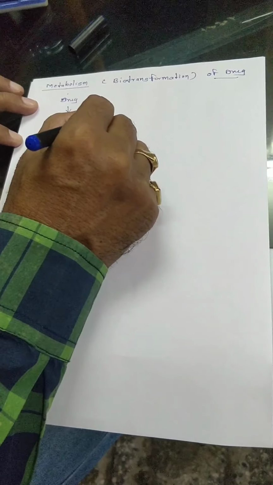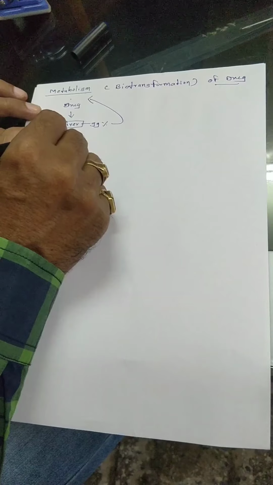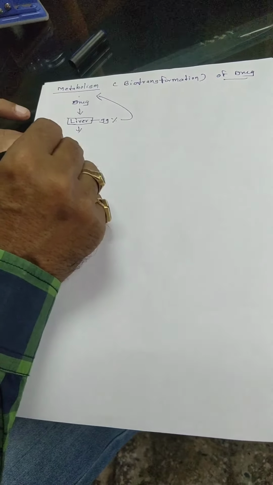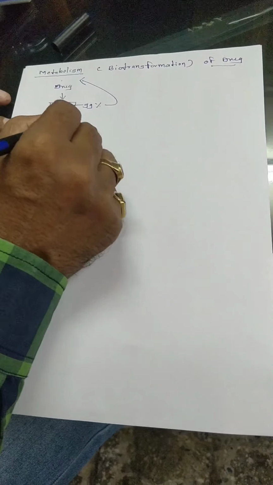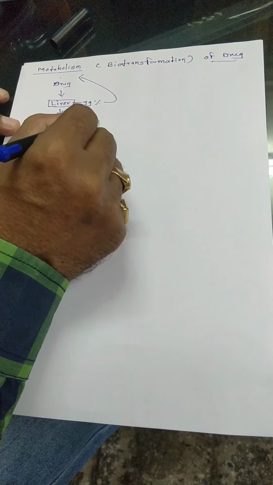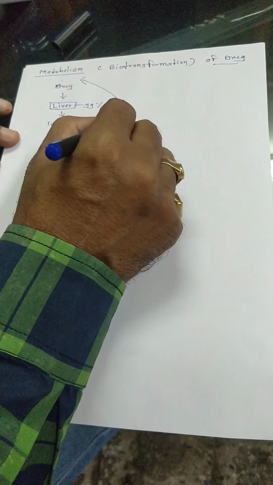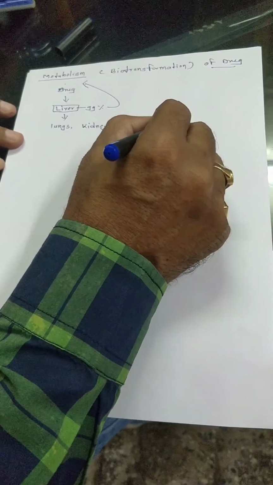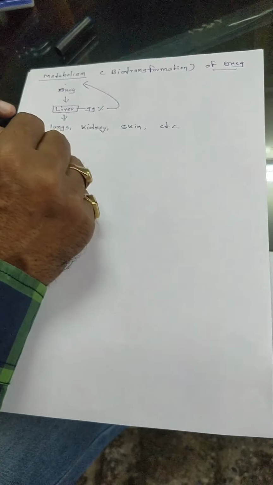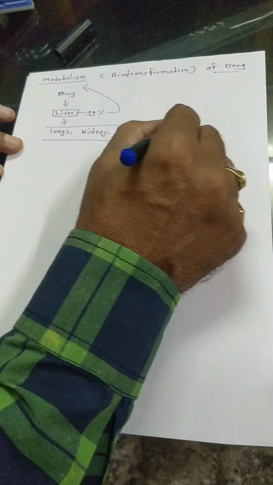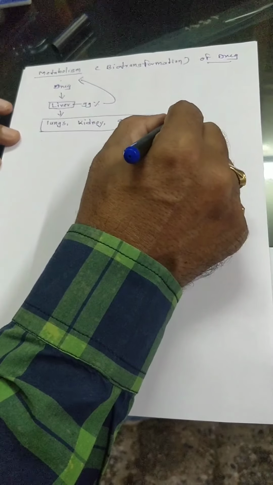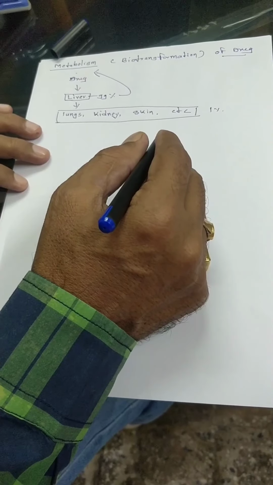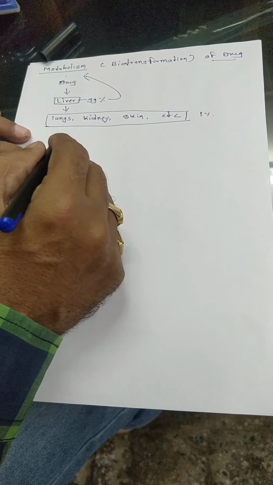99% of metabolism takes place in the liver, and to some extent in other body parts: lungs, kidney, skin, etc. These are the remaining organs, but their part in metabolism should be about 1%, maybe more than 1%.